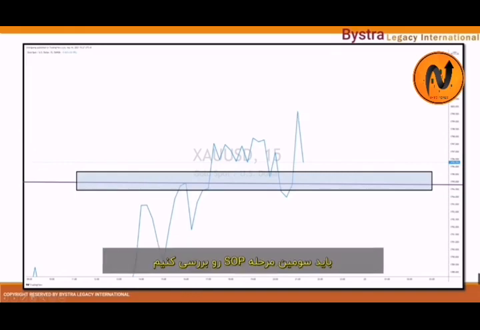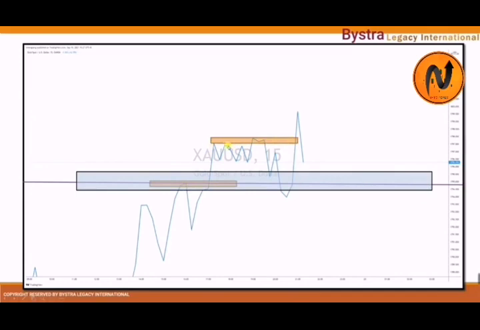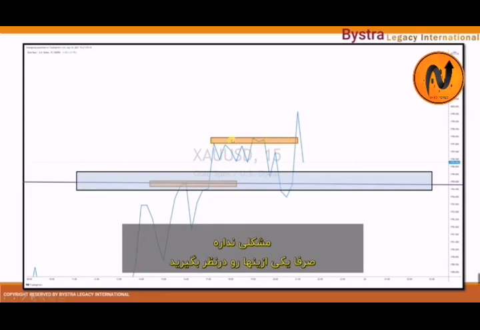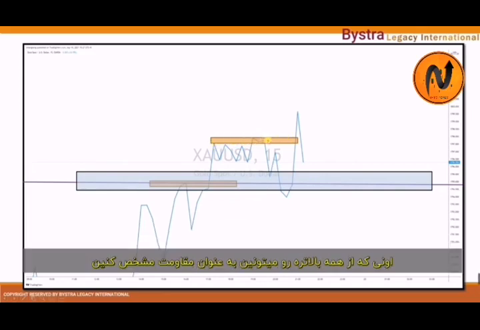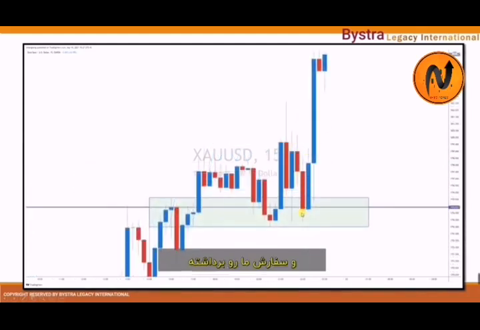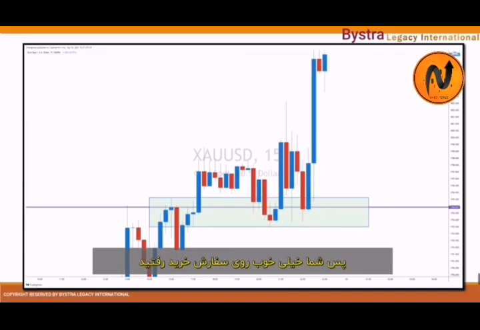We have to check on the third SOP, which is that the two resistances must be broken. So the first resistance, R1, second resistance here. Okay, so here we can see that there are multiple resistances. So it's okay, just take the topmost one and mark it as your resistance. So it broke this resistance, it broke all of these resistances, and then came back down, took our order, and continued on the uptrend. Okay, so you get the buy order very well.